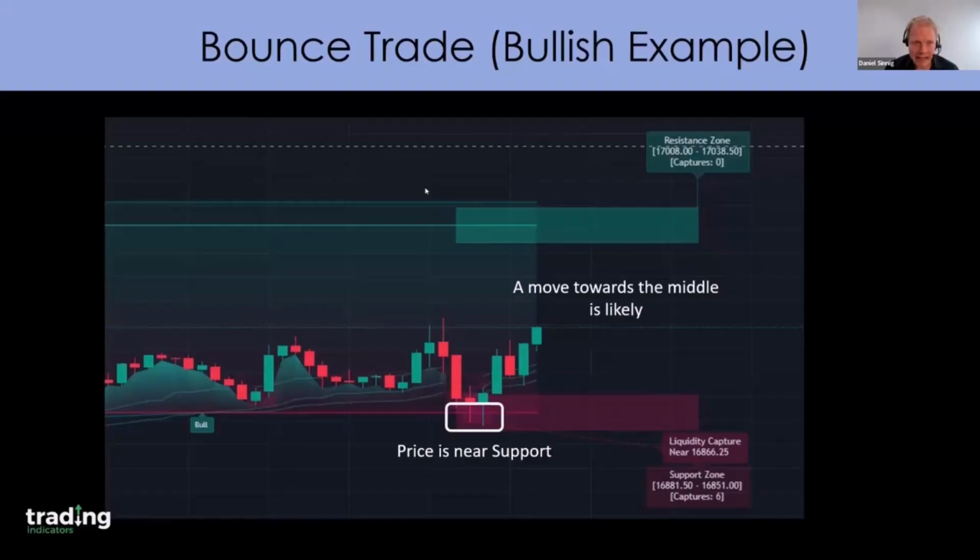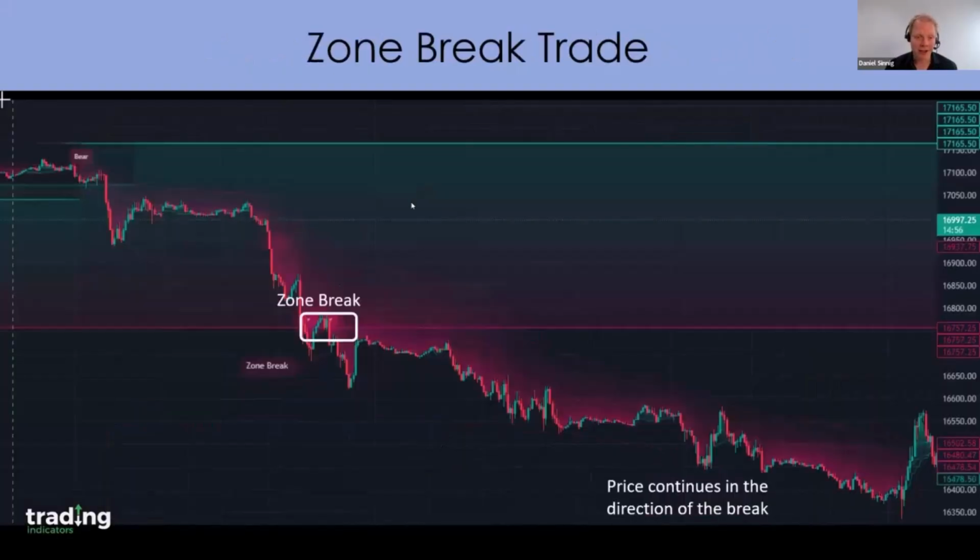But there are others. Setup number two is what happens if a zone is broken. There are no guarantees that a zone will hold. At some point, a zone might be broken, and will be broken. But when this happens, a new opportunity opens up to us again, because in this case, we can trade the breakout. We can enter in the direction of the breakout.